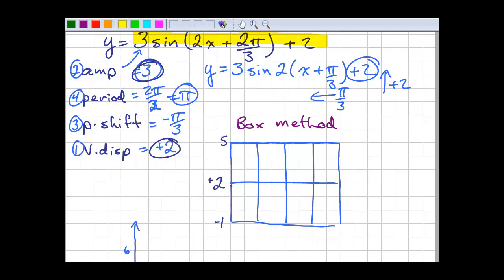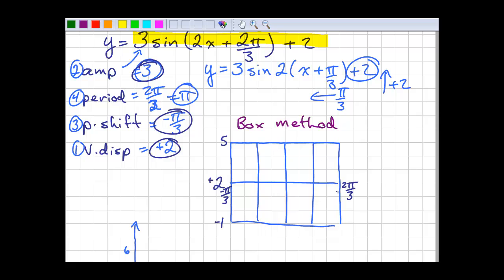Next, I want to figure out where my graph's going to start, where it's going to end, and where these intervals are going to be. And sometimes that requires a little bit more work. My phase shift tells me where it's going to start, negative π/3. My period tells me where it's going to end, or how much later it's going to end. So negative π/3 plus π is going to give me 2π/3.